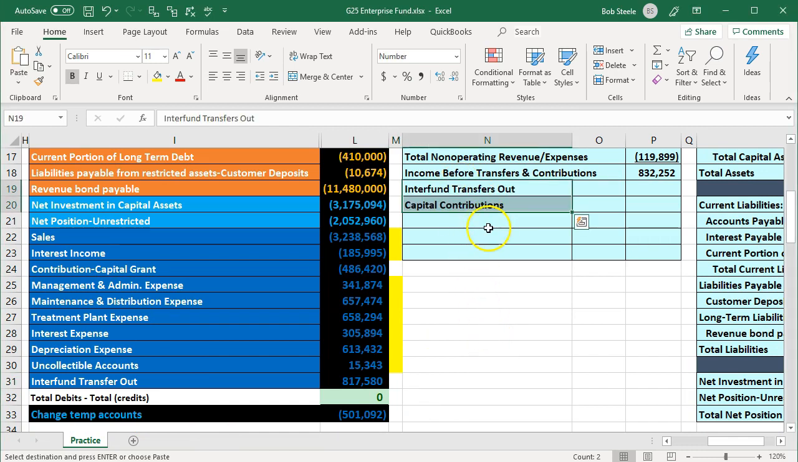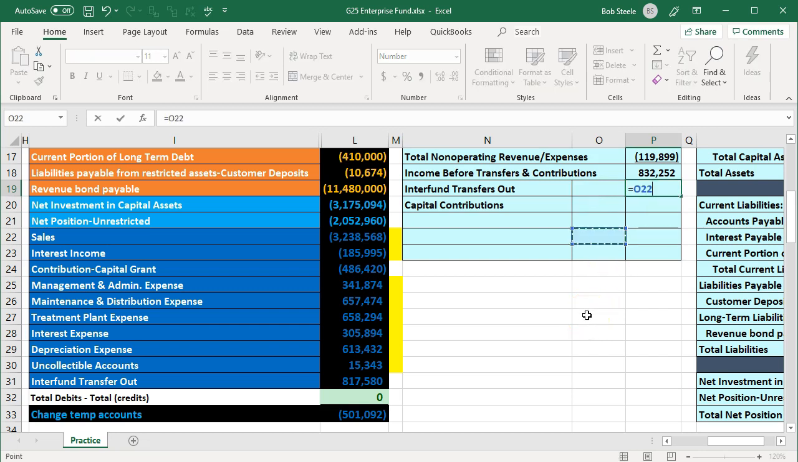The next item is the interfund transfer out. We could put this into the outer column. We've got the interfund transfer out, and we're going to say this is equal to the 817,580. Now, we want that to be negative because it's the transfer out, so I'm going to flip the sign there. I'm going to double click on it, put a negative in front of the L, and flip the sign. So that'll be a negative.